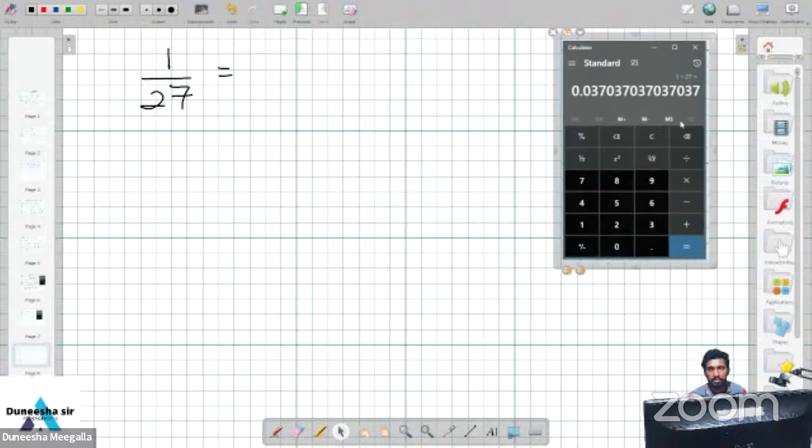Can you see the screenshot of the calculator? Yes. Okay. Get the starting point and ending point of the decimal.